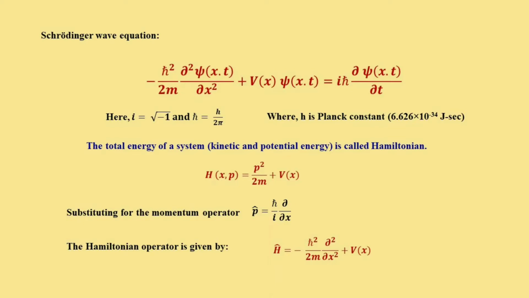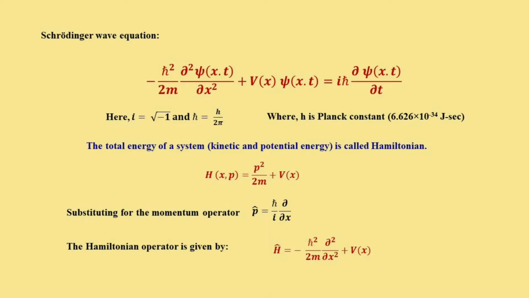Here the Schrodinger wave equation is shown. It is well known to you that, in classical as well as quantum physics, the total energy of a system, that means the summation of kinetic energy and potential energy, is called the Hamiltonian. Suppose the total energy of a system is kinetic energy plus potential energy.